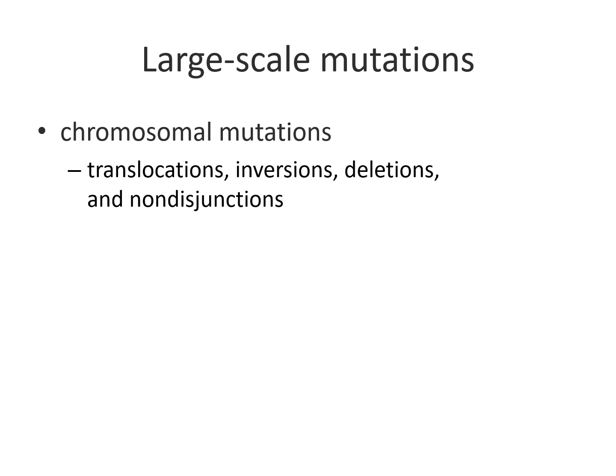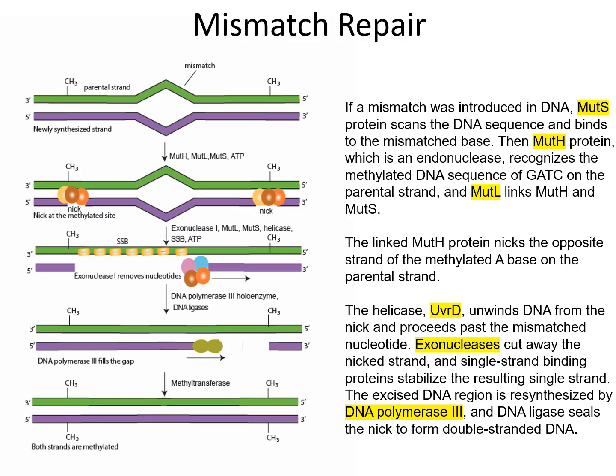And the large-scale mutation will be the chromosomal mutation, which can involve translocation, inversion, deletion, and non-disjunction. If a mismatch was introduced in the DNA, then there is a repair system that can fix the mismatch.